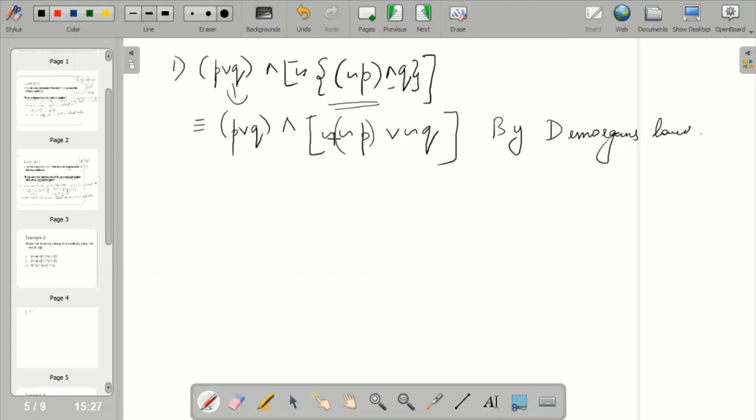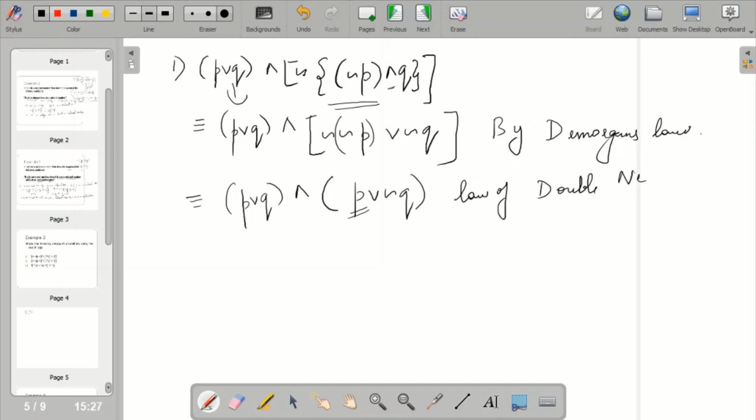Can I solve this? Yes, I can apply the rule of double negation and just make it P. So this will be equivalent to P or Q, and within this you have P or negation of Q. What law did I apply? I applied the law of double negation. You should write by which law you got that particular result. So remember, you need to write every statement over here, by De Morgan's law, by law of double negation. You need to write in such a way.